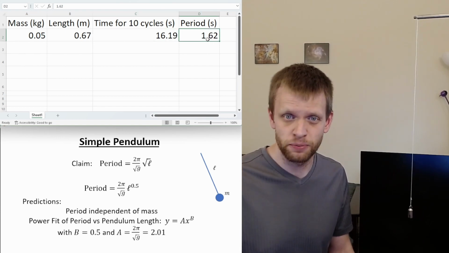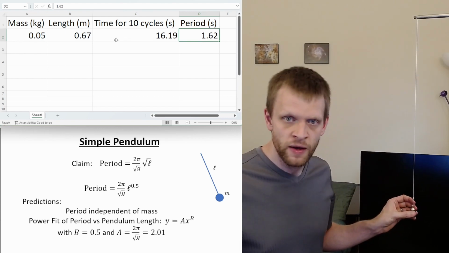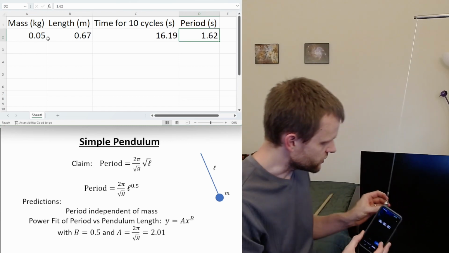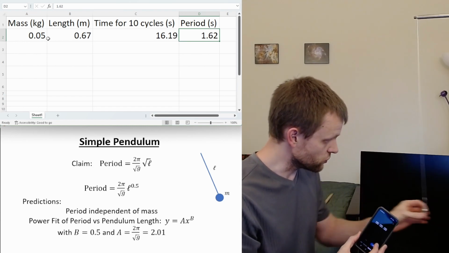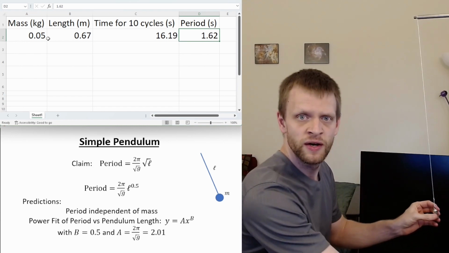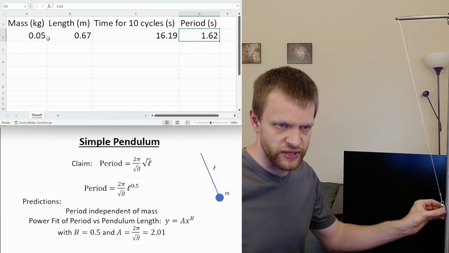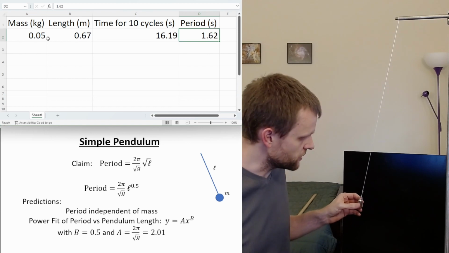So this is going to be a pretty accurate value of that period. So that was with a small amplitude motion. Let's reset and do this with a larger amplitude motion. As long as I don't hit the side over here, let me move my camera a little bit more so you can see this larger amplitude motion. As long as I don't hit the beam over here, we should be okay.